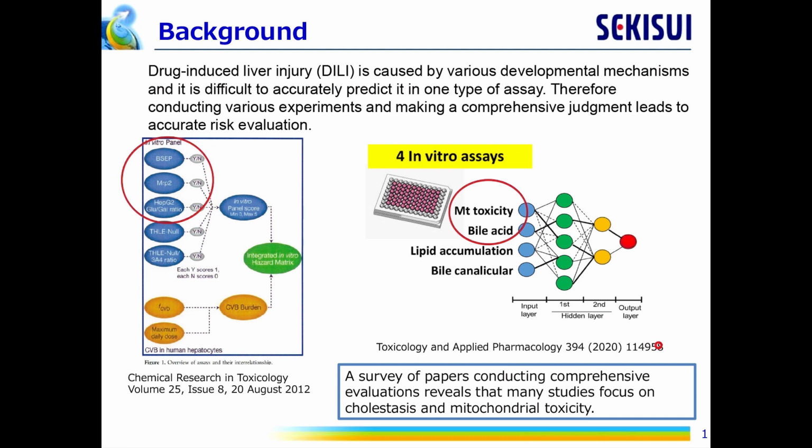Mitochondrial toxicity and cholestasis are the most important assays for the prediction of DILI, which is why we are talking about them together in today's webinar. Not only are these two assays important for the examples here, there are many articles that conduct these two assays for comprehensive evaluation.